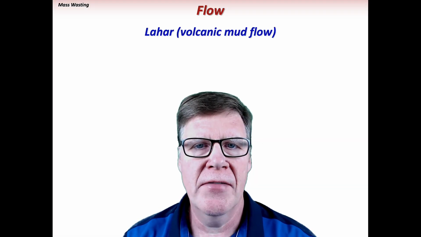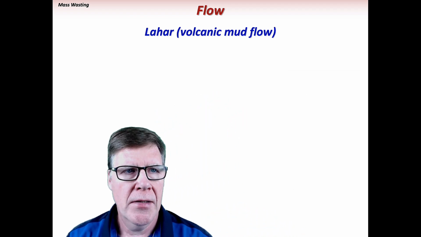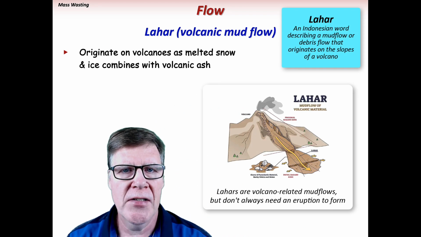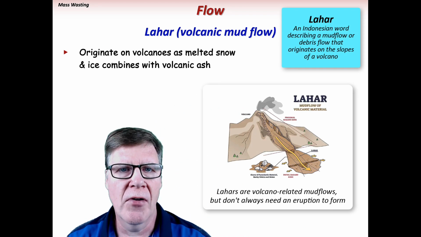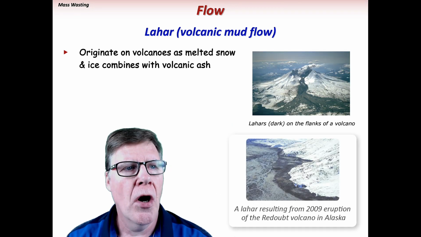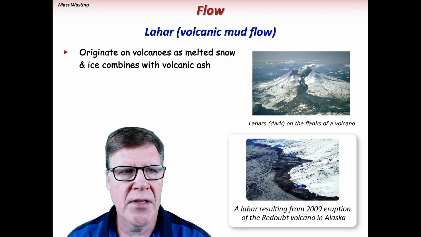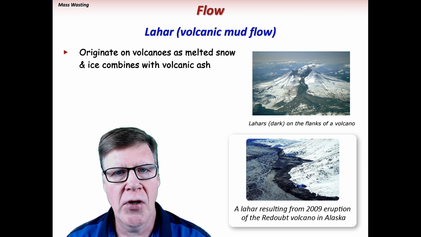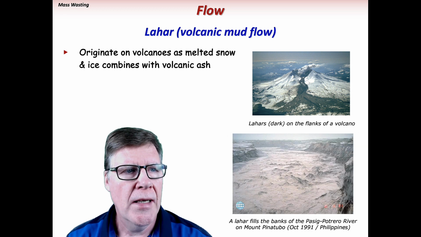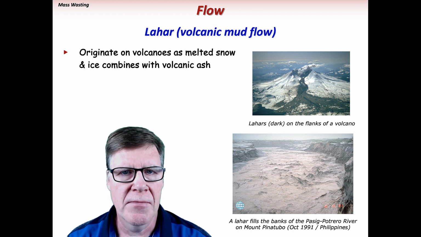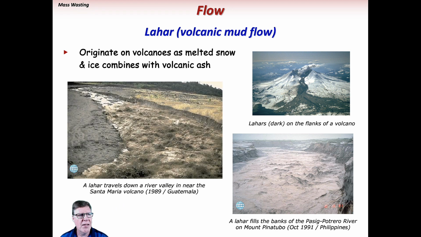Lahars are essentially volcanic mudflows. They originate on volcanoes as melted snow and ice combines with volcanic ash. Lahar deposits typically contrast with snow and ice capped volcanic slopes. And here, a 1991 lahar flows down the Pasig Potrero River on the east side of Mount Pinatubo in the Philippines. This 1989 lahar is seen flowing down a river valley near the Santa Maria volcano in Guatemala.